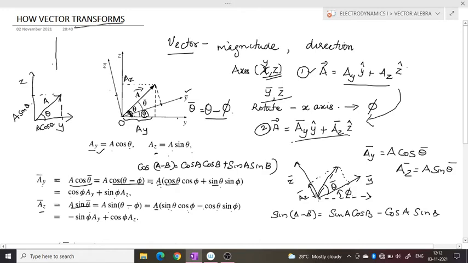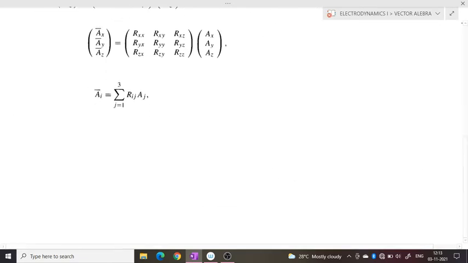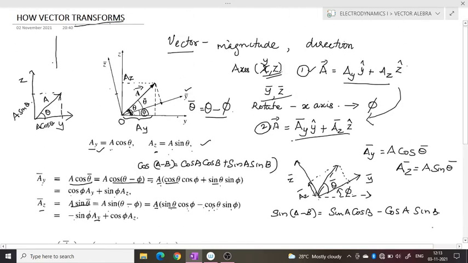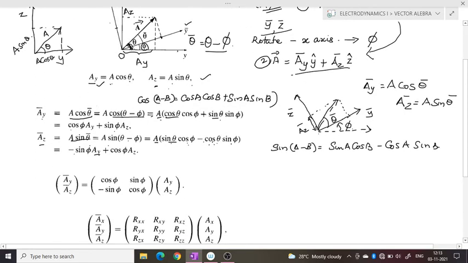So what is A sin theta? It is Az. Similarly, A cos theta is Ay. So substitute like this. You get the value as minus sin phi, minus is there. So here you substitute as minus sin phi Ay plus cos phi Az. So you get the two terms like this.